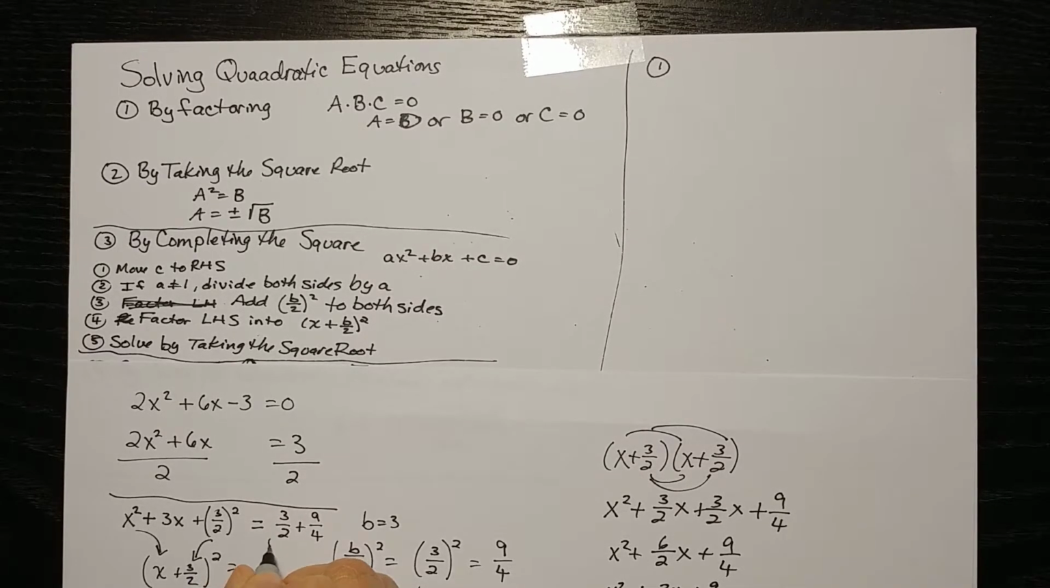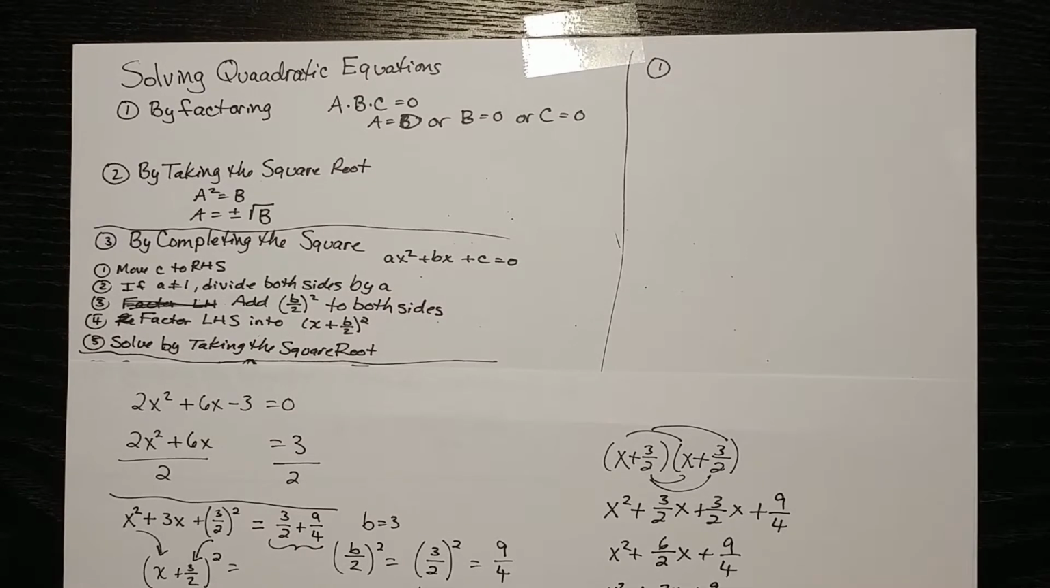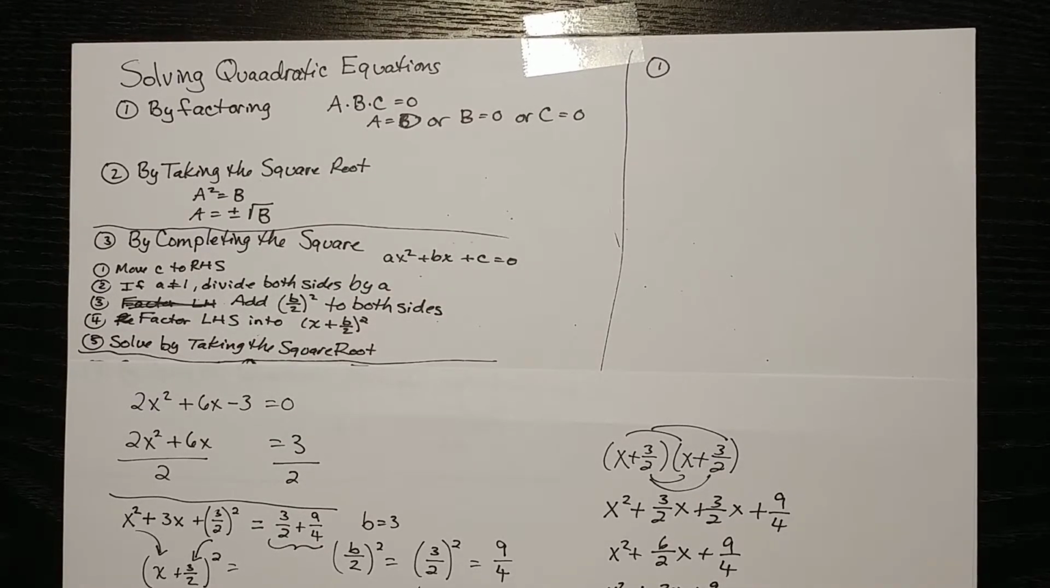On the right, we simply need to add these two fractions together. 3 over 2 plus 9 over 4. The lowest common denominator is 4. I need to multiply this by a 2 over 2 in order to get a denominator of 4. This becomes 6 over 4 plus 9 over 4. Now I can add these. 15 over 4 is what this combines to be.